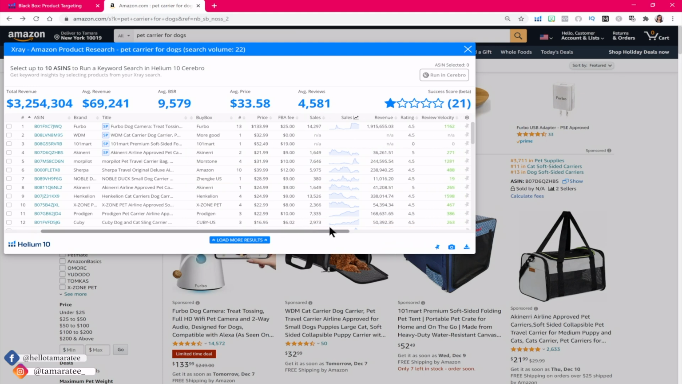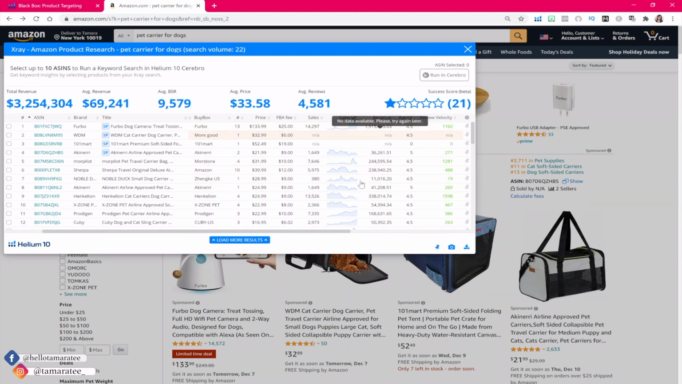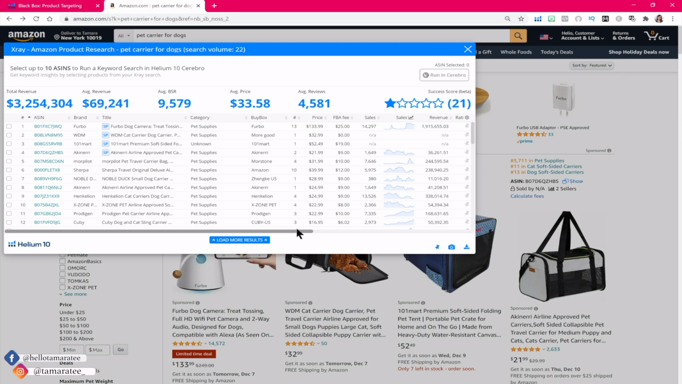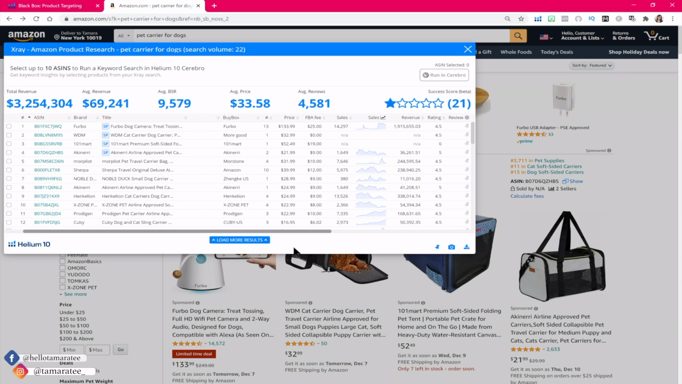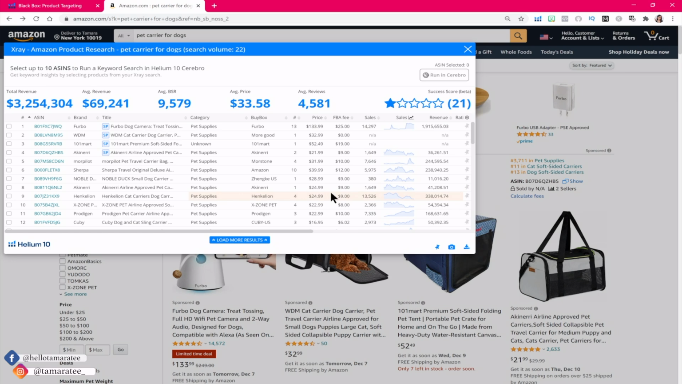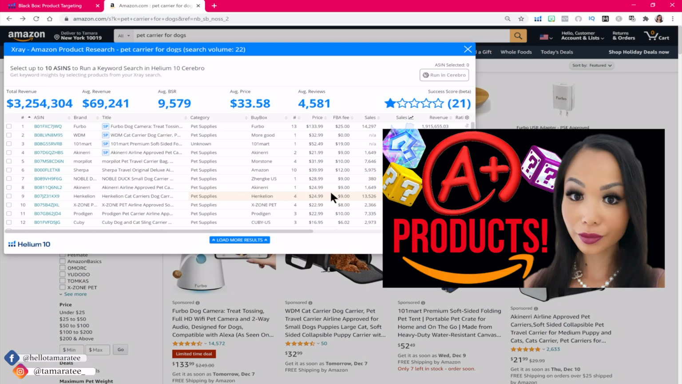The monthly revenue, which is really important. You guys already know that you should not be selling products if there's no proven revenue on Amazon. It's going to be impossible for you to make any sort of money. There's ratings, review velocity. And again, I talked about the Chrome extension in a previous YouTube video, so you can check that out right here after this video is done.